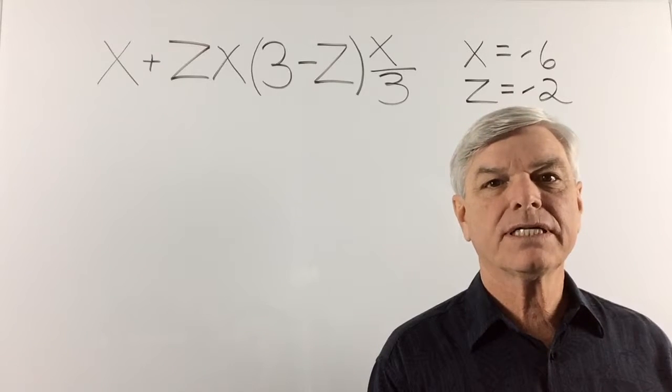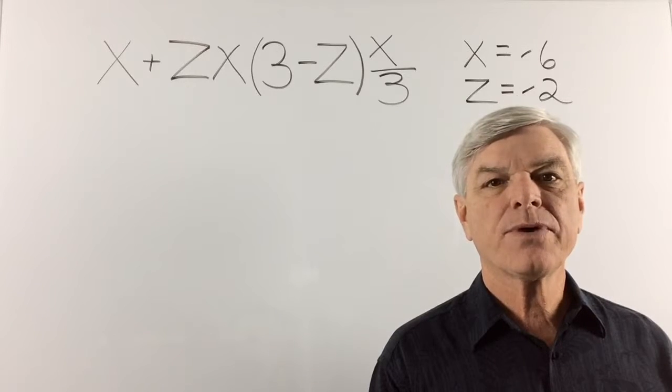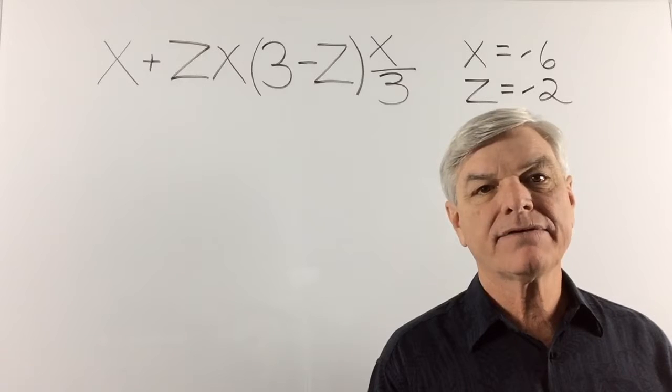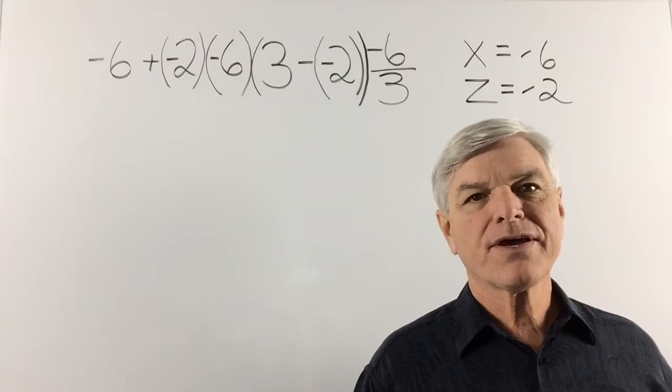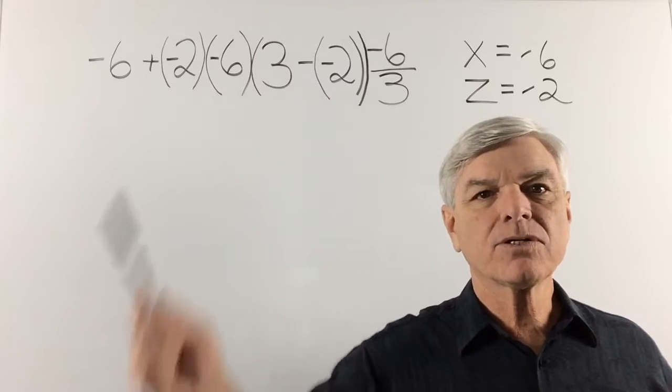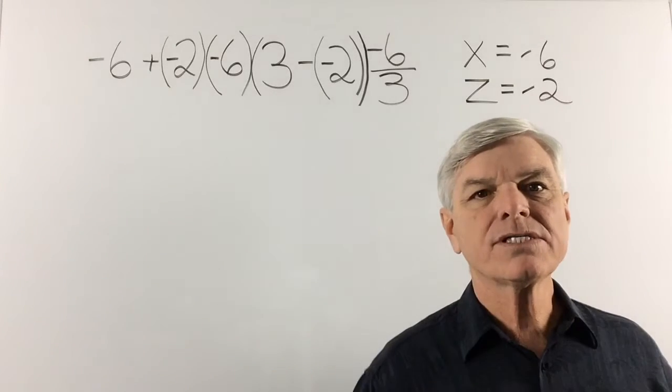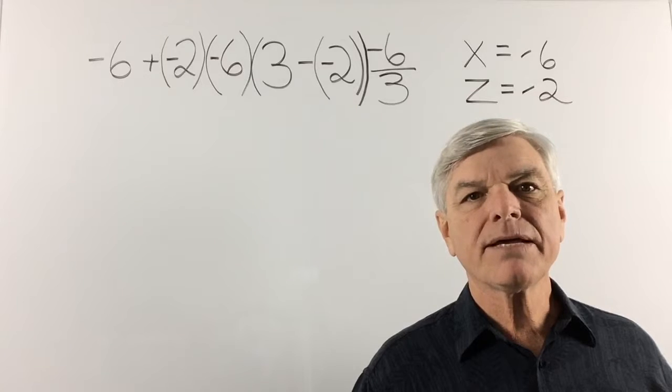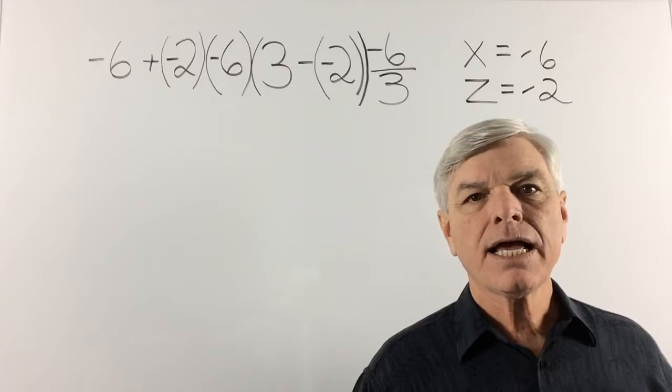Let's try something a little bit more complicated. How about x plus zx, parentheses, 3 minus z, close paren, times x over 3, when x equals negative 6 and z equals negative 2. So there you go. We've replaced all of the variables with the corresponding values, and we placed them in parentheses as I thought made clear.